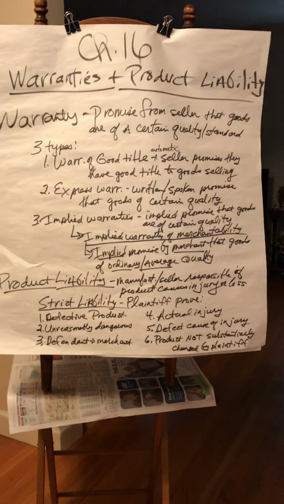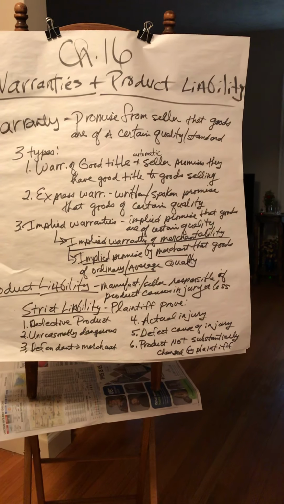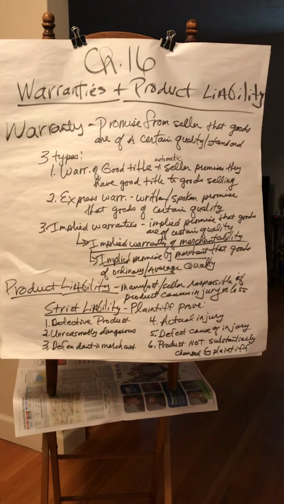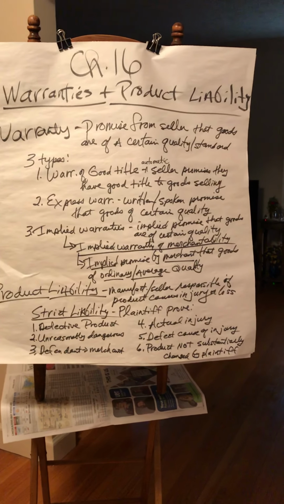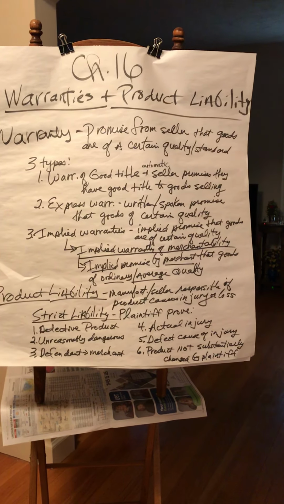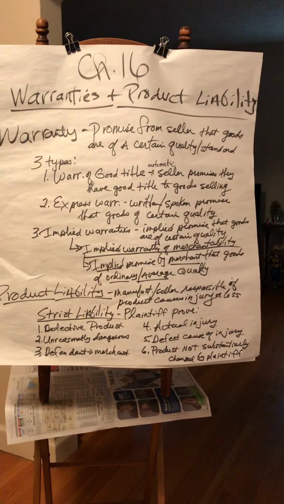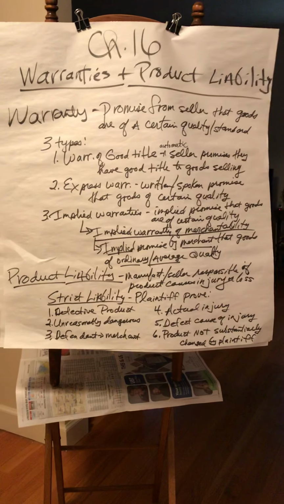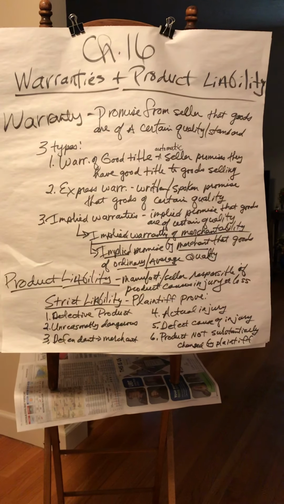Warranty, a promise from the seller that goods are of a certain quality or standard. We don't normally think about it, but say you buy a new car and it has a 100,000-mile warranty. Basically, what the dealer, the seller, is telling you is that this car is of a standard to last 100,000 miles. So that's really what's going on here.